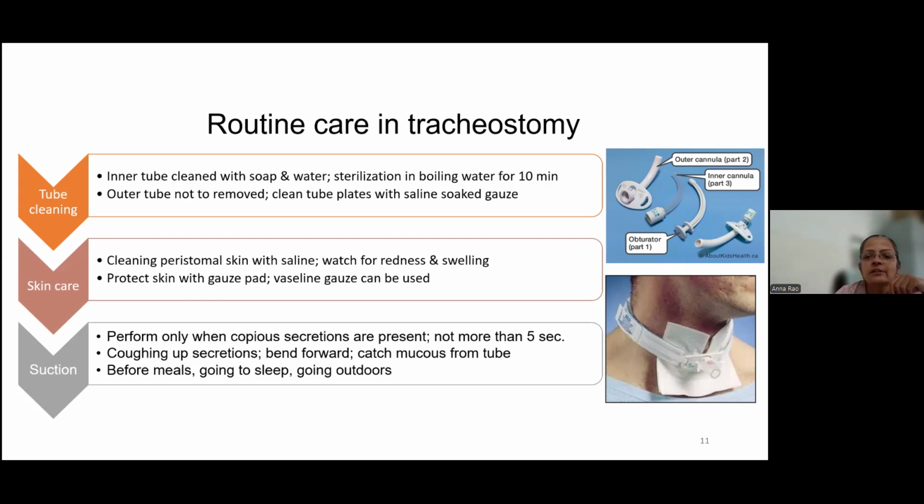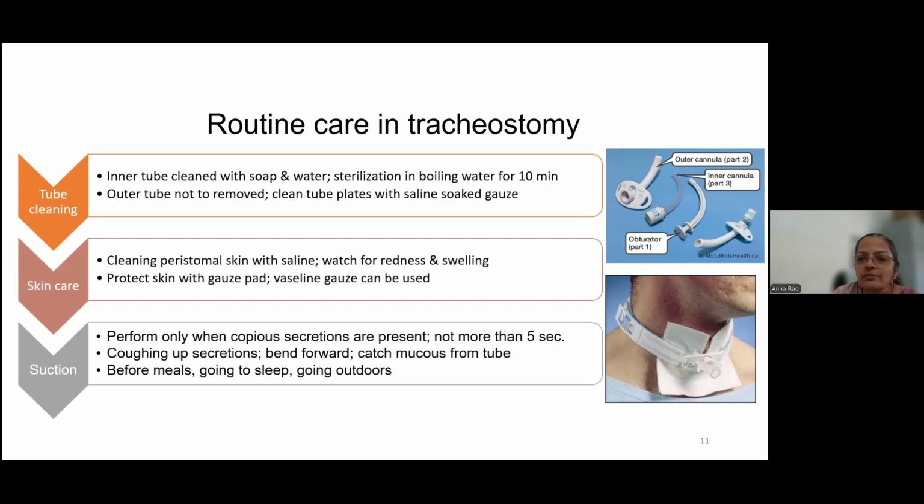The tube plates, how to clean? These things should also be cleaned with normal saline. We don't use any other material for cleaning the plates. Fine. Then what about the skin care? When we are cleaning, one should look at the condition of the skin, whether any kind of redness is there or not, any kind of swelling is there or not, whether any secretions are there or not. Everything we need to find out and clean it nicely with the help of normal saline.